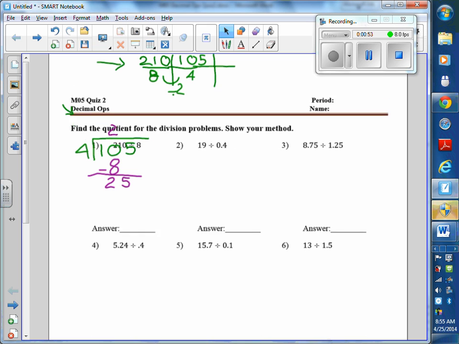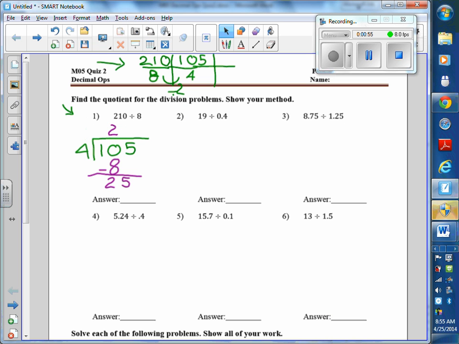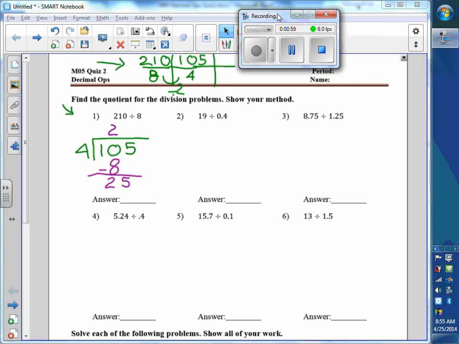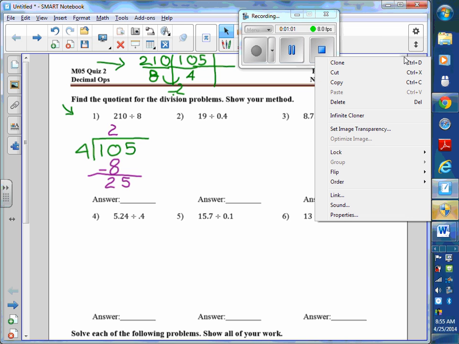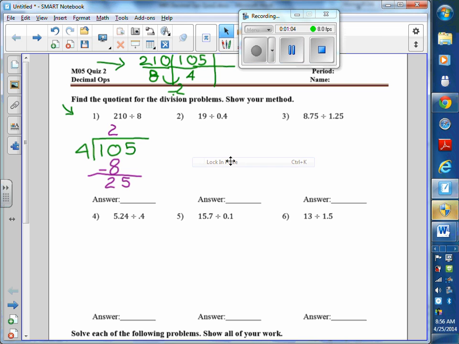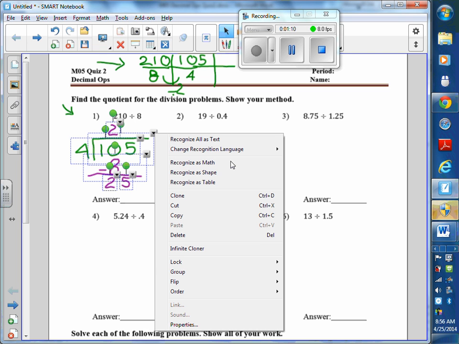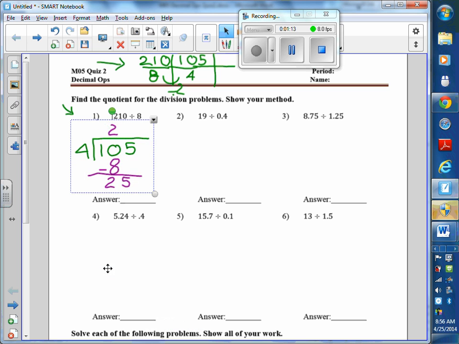Then, I was trying to make more room. That didn't work. So let me straighten this up a little bit. Sorry about that. There we go.